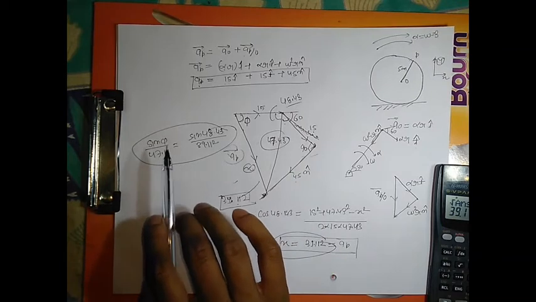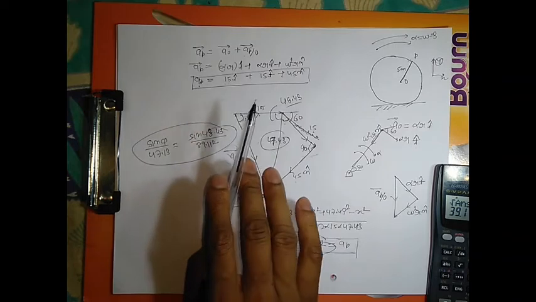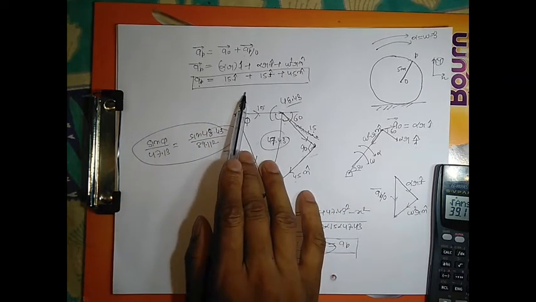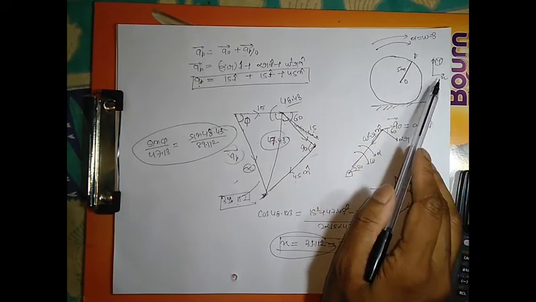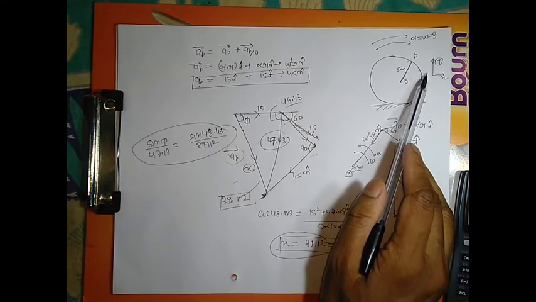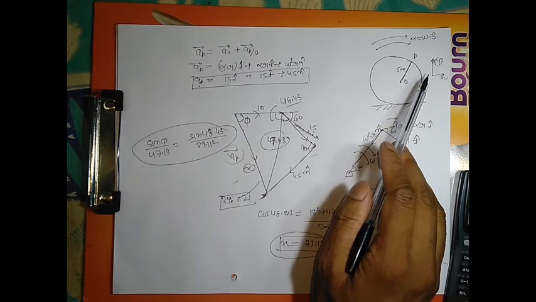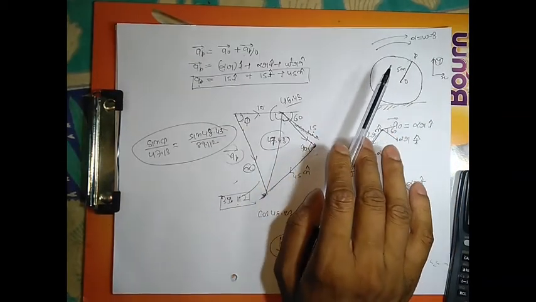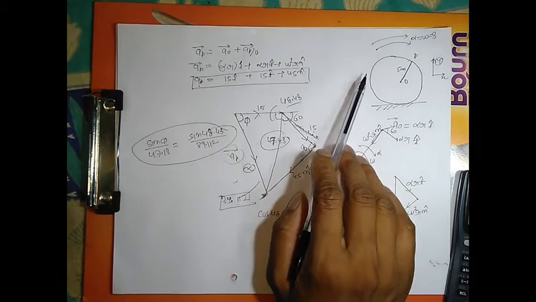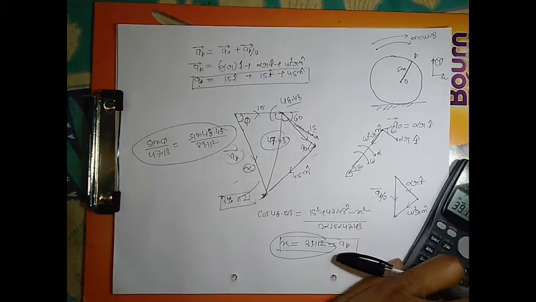So you are thinking, why am I doing it from the vector method? You can also find it by another method, but you have to resolve the acceleration of point P, which has two accelerations, tangential acceleration and centripetal acceleration. So you have to resolve in the x and y direction. That is why I didn't do it like that. So this is the way you can find the acceleration of point P.